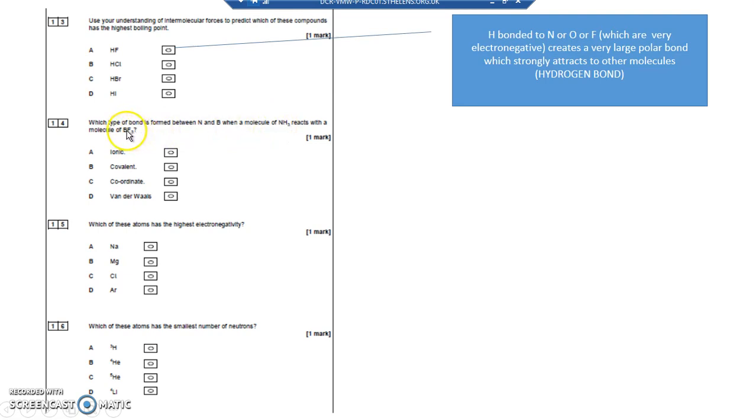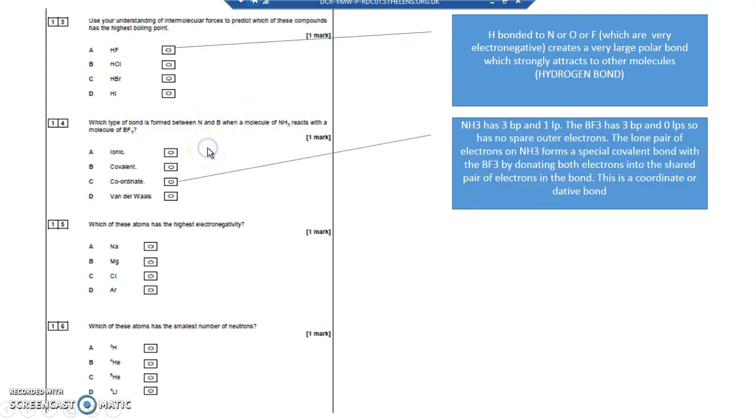The boron, the B, hasn't got any electrons to put into a bond, so the nitrogen puts both electrons into the covalent bond. That's called a coordinate or a dative bond, where the covalent bond is created when both of the electrons come from one of the atoms rather than 2 atoms each putting 1 electron in each.